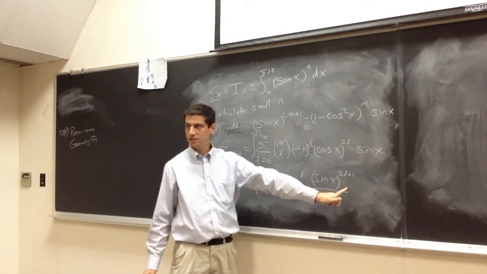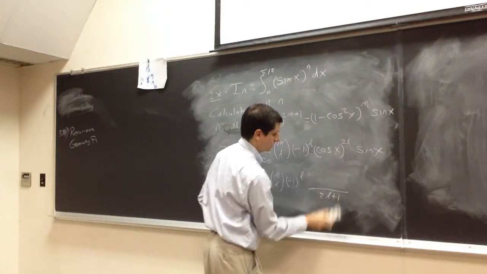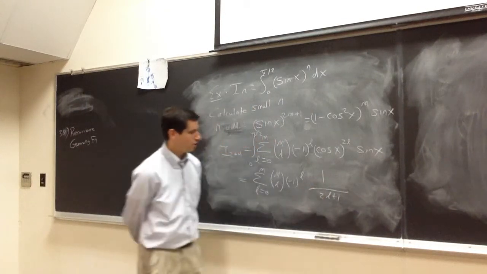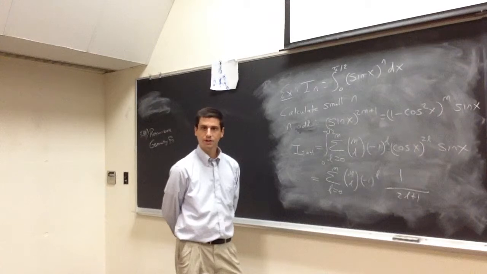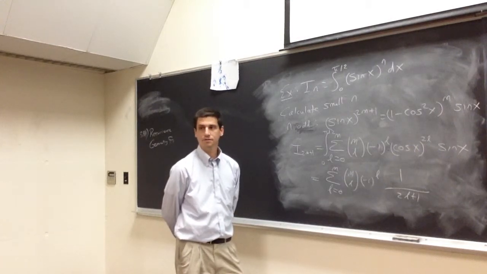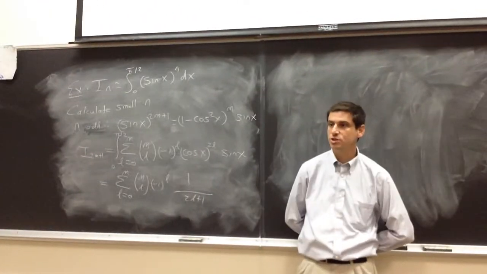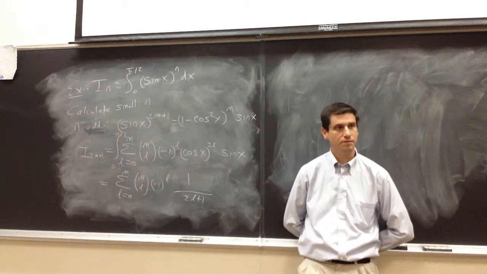When I evaluate at 0, I get 0. When I evaluate at pi halves, I get 1. So I get the following expression. And so the question is, does this simplify in any nice way? Okay? But this is one way to attack the problem. This is one way to start the problem.